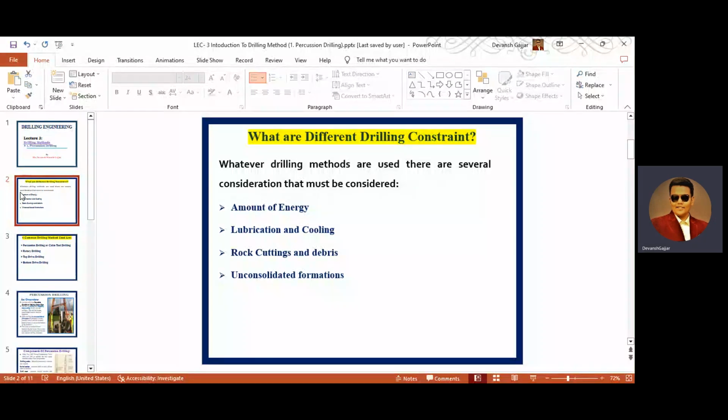Then the fourth is unconsolidated formation. Unconsolidated formation requires support to prevent hole collapse. Since they are very weak, when we circulate the drilling mud, it has some pump pressure, so the weak formation will collapse into the wellbore and will leave a hole of a larger diameter.